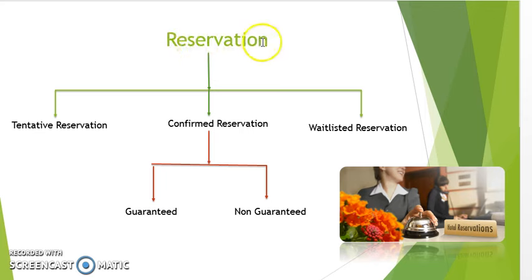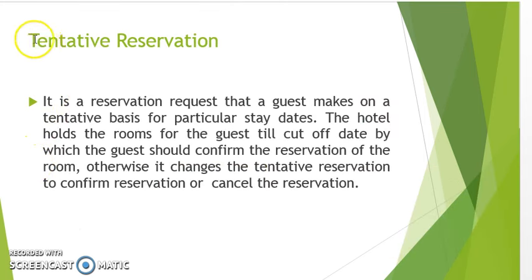Now, what is reservation? Reservation can be divided into 3 types. The first is tentative, the second is confirmed and the third is waitlisted reservation. Under the confirmed reservation, there are guaranteed and non-guaranteed reservations. Now let's talk about them one by one. The first one is tentative reservation. It is a reservation request that a guest makes on a tentative basis for particular stay dates. The hotel holds the room for the guest till the cut-off date by which the guest should confirm the reservation of the room, otherwise the hotel changes the tentative reservation to a confirmed reservation or may cancel the reservation.